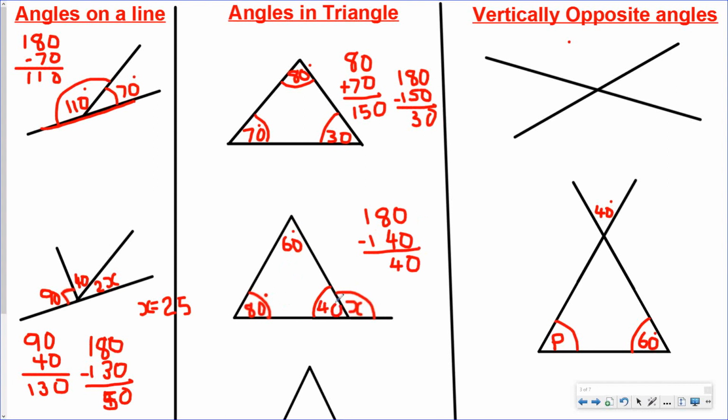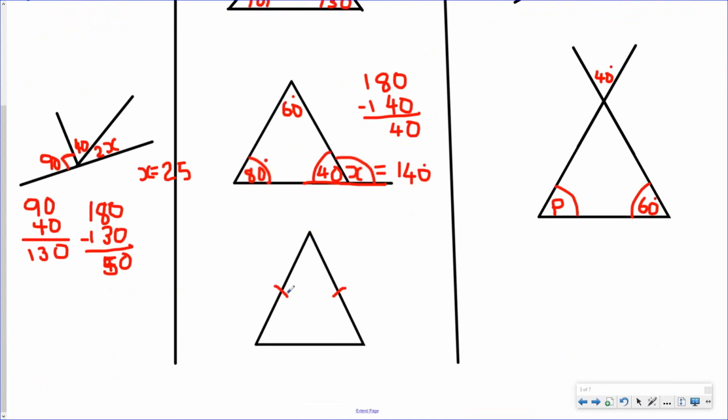Now what have we got here? We've got angles in a straight line, 180. So what's x going to be? You have to do 180 take away 40 to get x. So what's it going to be? 140 degrees. Well done. Excellent. Now the next one we're looking at. What do you think the name of this shape is?